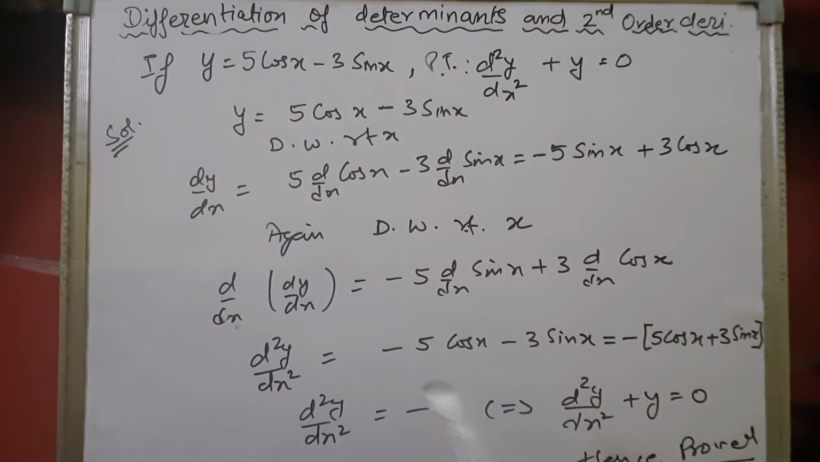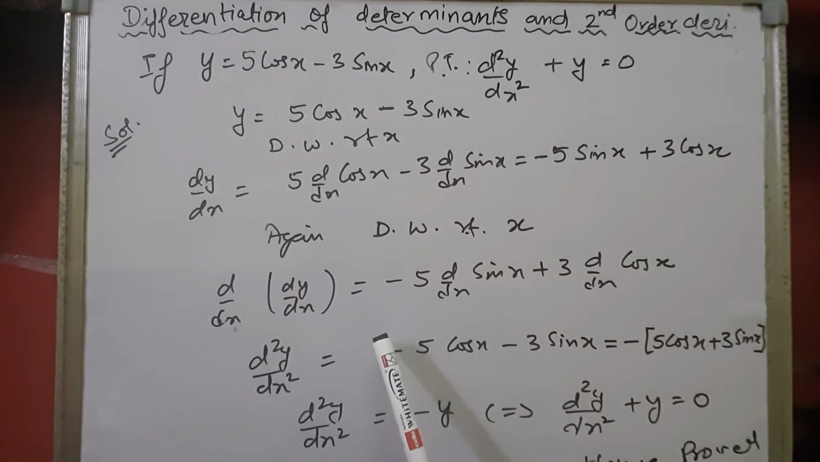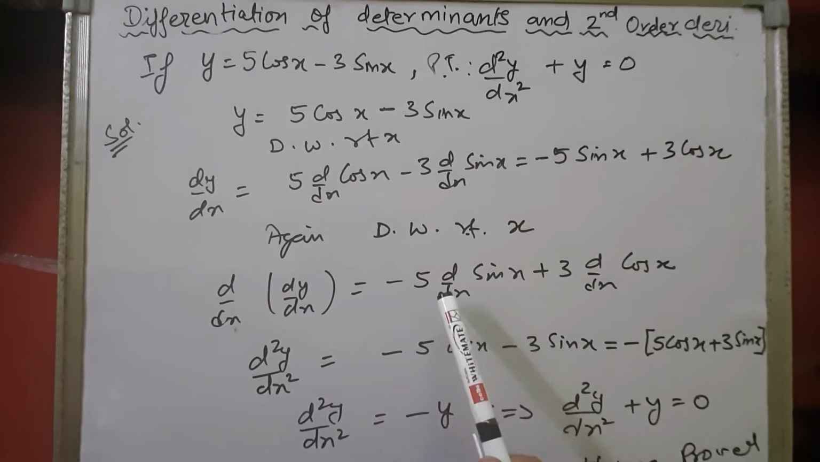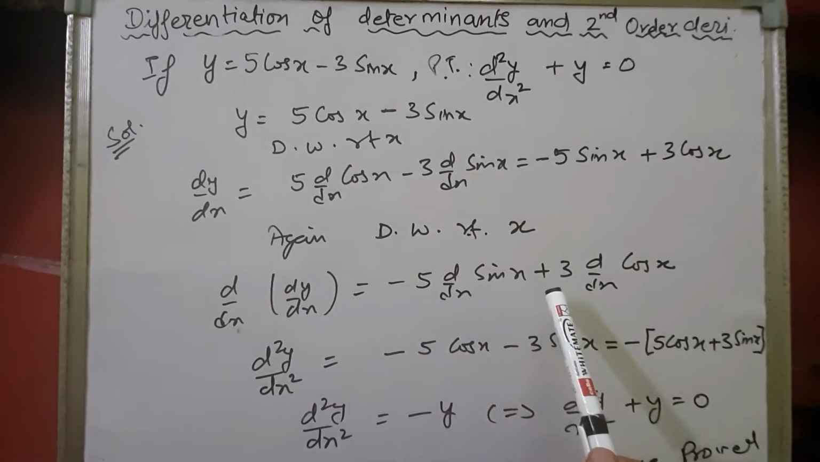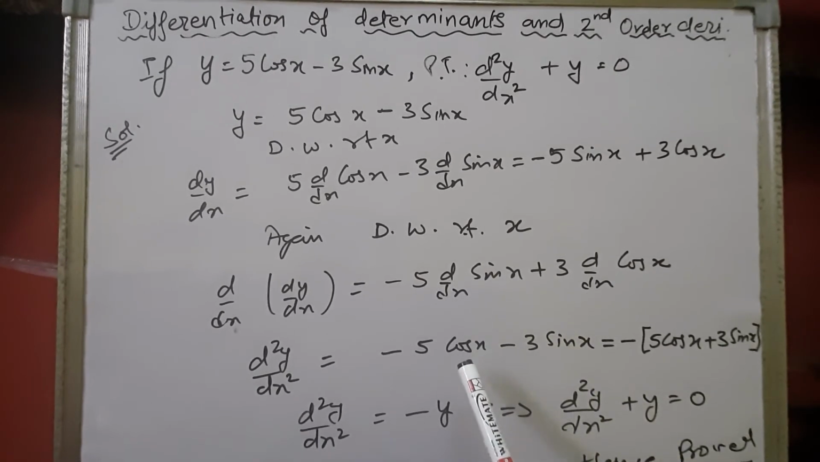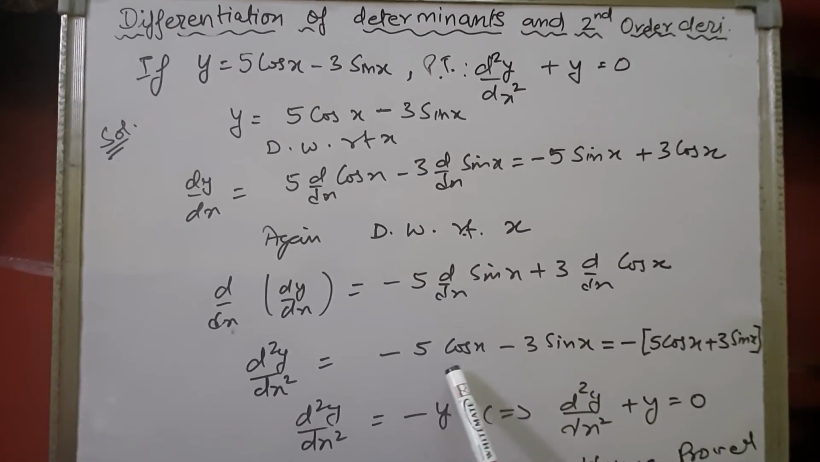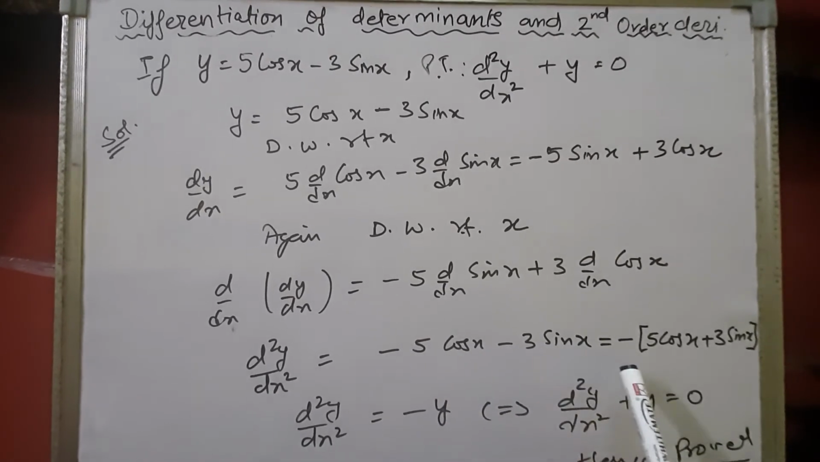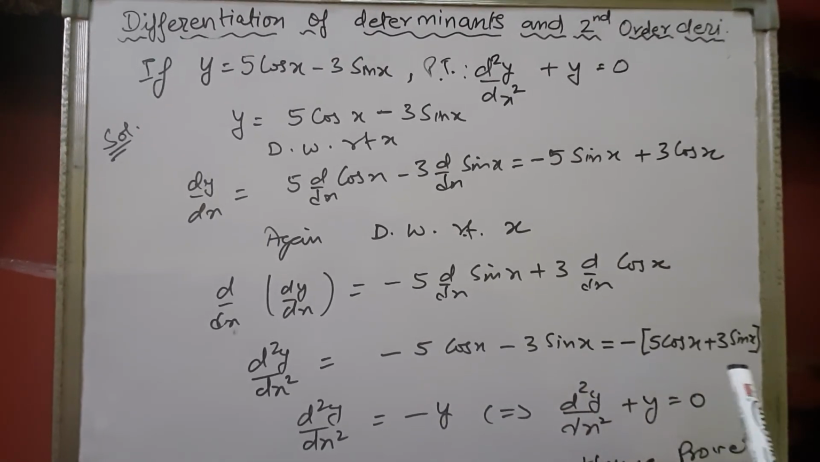So when we differentiate this term again, d by dx of dy by dx, we get d2y by dx2 equals minus 5 d by dx of sin x minus 3 d by dx of cos x. d by dx of sin x is cos x, and d by dx of cos x is minus sin x. So we'll get minus 5 cos x plus 3 sin x. We can take the minus sign common from both the terms, then it will become minus of 5 cos x minus 3 sin x.